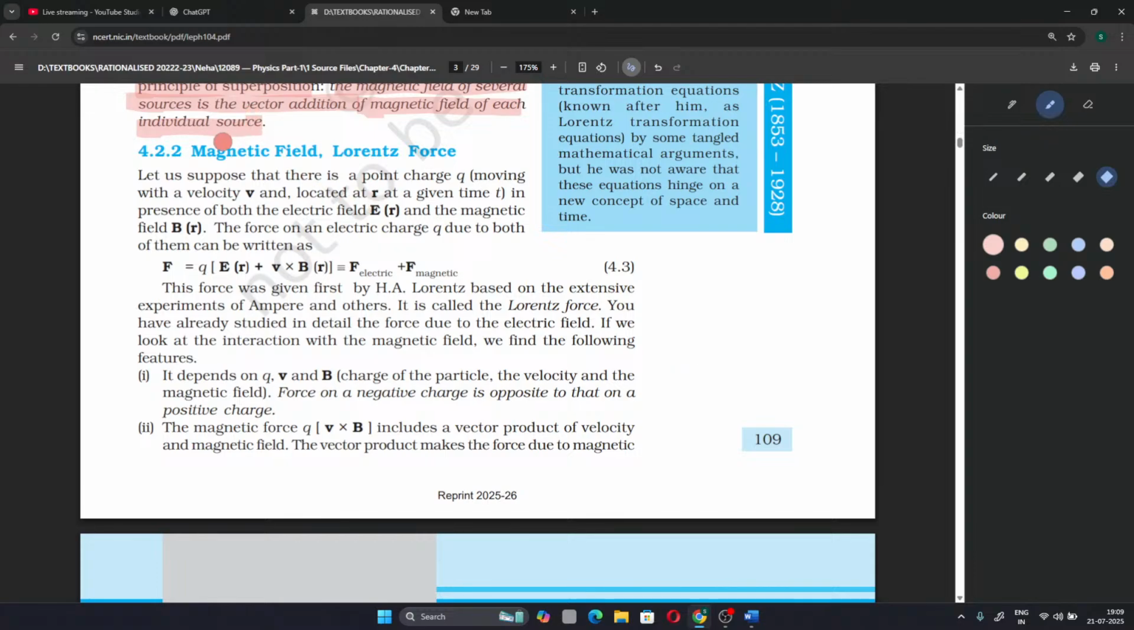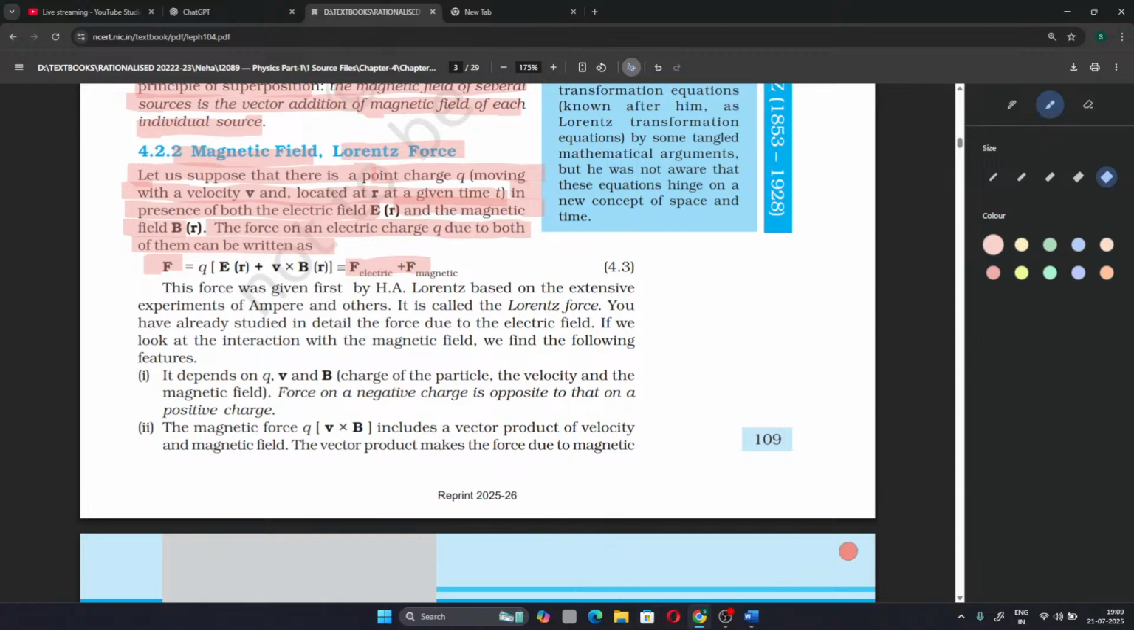Okay, let's start with magnetic field and Lorentz force. Let us suppose that there is a point charge q moving with velocity v and located at r at a given time t, in the presence of both the electric field E and the magnetic field B. The force on the electric charge due to both of them can be written as F equals q times (E plus v times B), which equals F electric plus F magnetic.